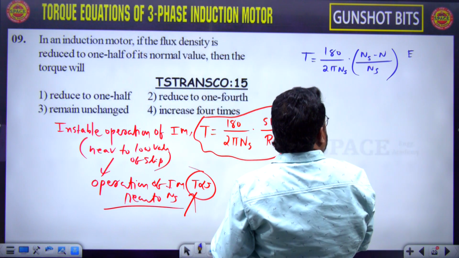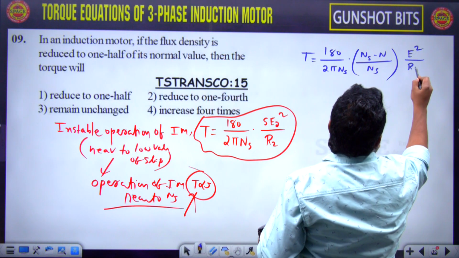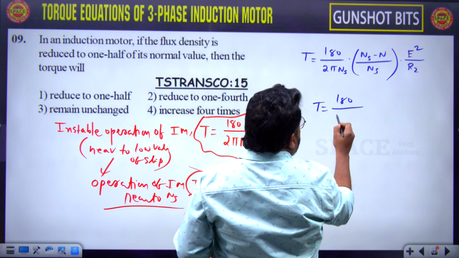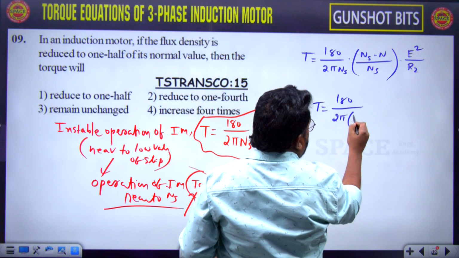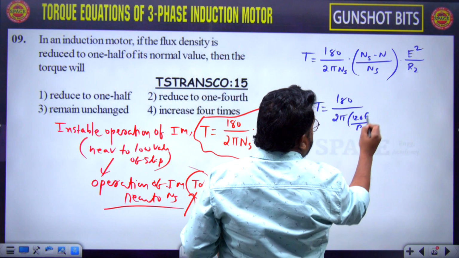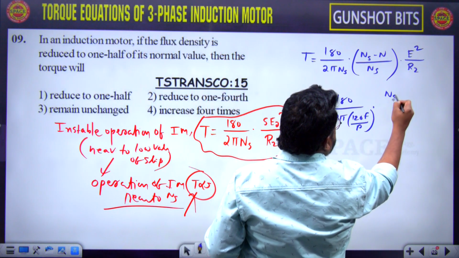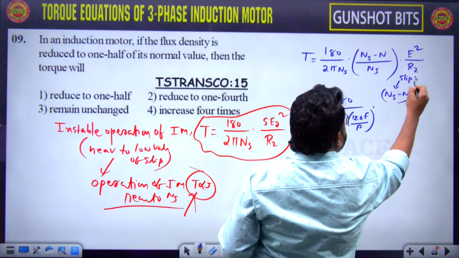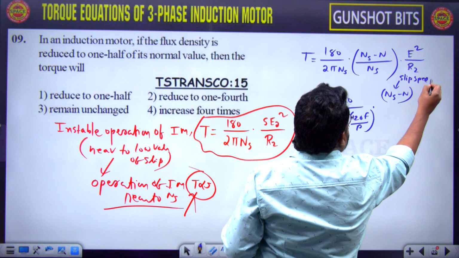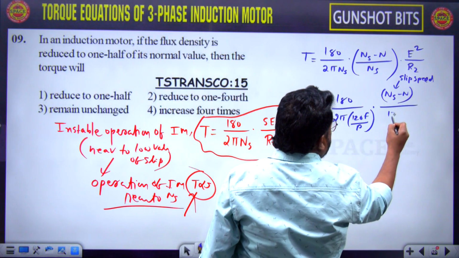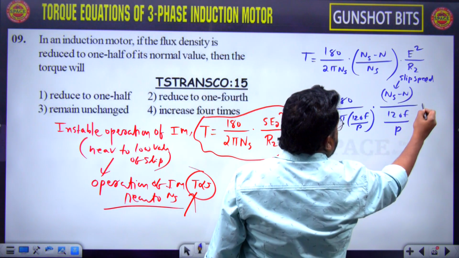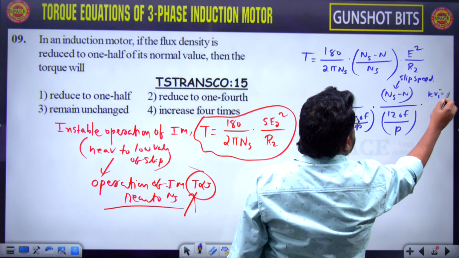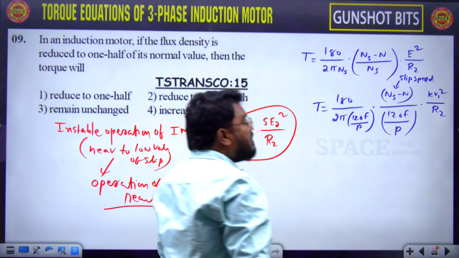E2 square can be written as E2 square divided by R2 values. So this T is equal to 180 by 2 pi ns, where ns is equal to 120 f by p. So this ns minus n is known as the slip speed of the motor, where ns is equal to 120 f by p. So now n is k into V1 square divided by R2 values.